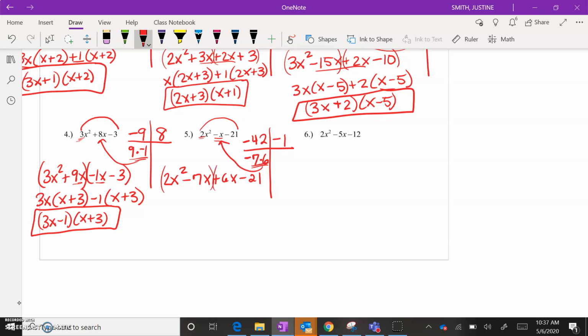And again, if you change the order, you're going to get the same answer here. So I take out an x to get my 2x minus 7. I take out a 3 to get my 2x minus 7. So I'm left with x plus 3 and then 2x minus 7.